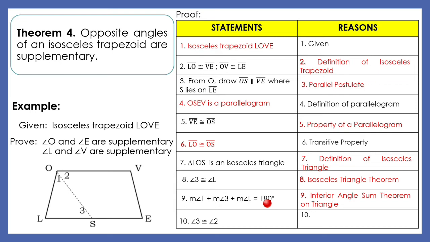For number 10, statement number 10, we have angle 3 is congruent to angle 2. This is angle 3 and this is angle 2. So, they are alternate interior angles. So, ang alternate interior angles are congruent. Let's continue our proof.